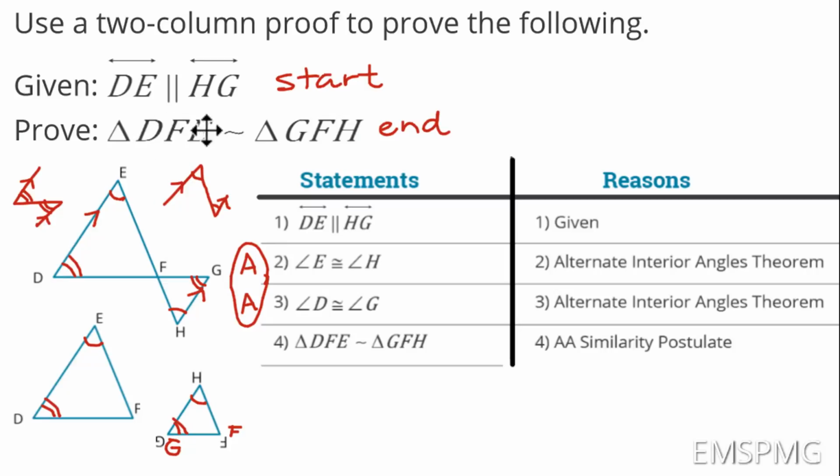So finishing this one off, I see triangle DFE similar to triangle GFH. This is true by the angle-angle similarity postulate. And again, make sure that this is the same order as was stated to be proven. Okay, it has to match.